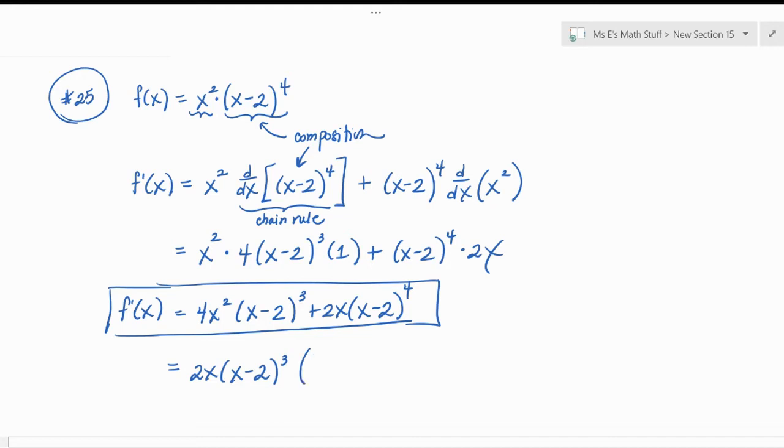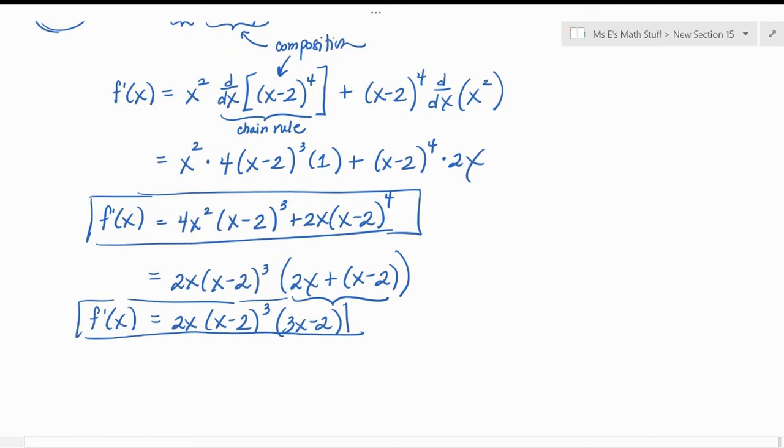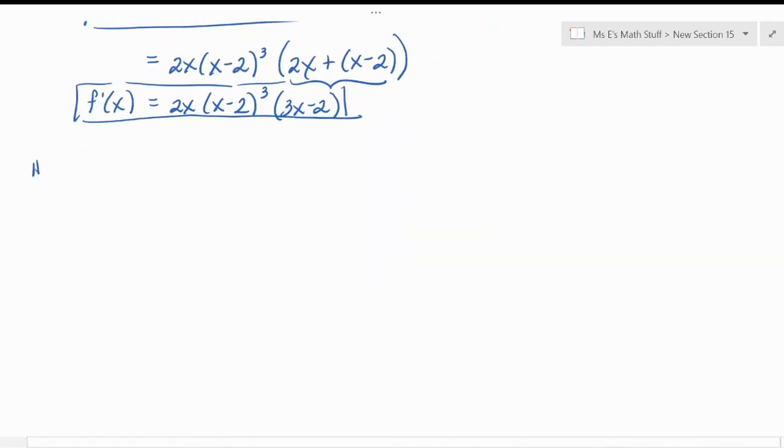So what would I need to multiply that into to get the first part back? I need to multiply it by 2x, it looks like. Is that right? 2x? Yes. And then I need to multiply it into x minus 2 to get the second part back. And then I could just simplify that, this piece right here. What would that be? 3x minus 2. There we go. So here is a factored version of the answer. And hopefully that matches the back of the book. I haven't checked.